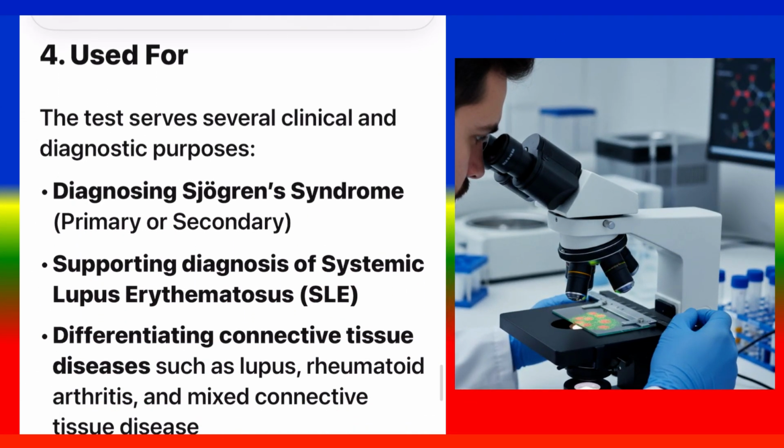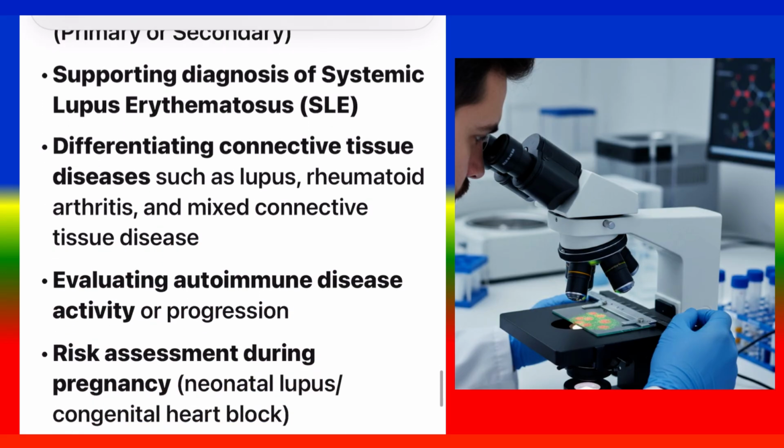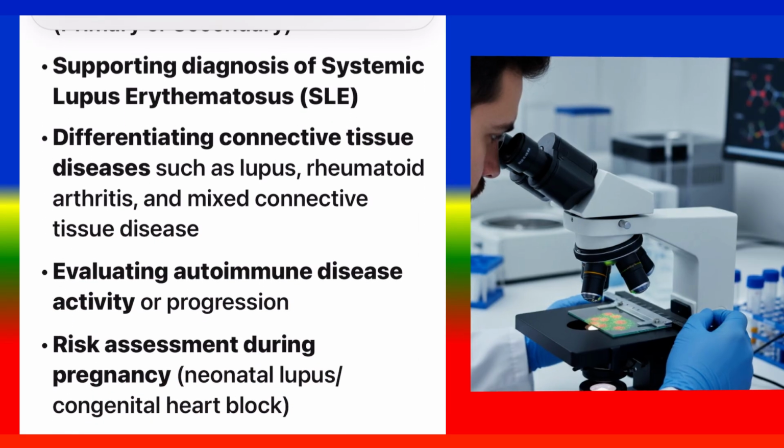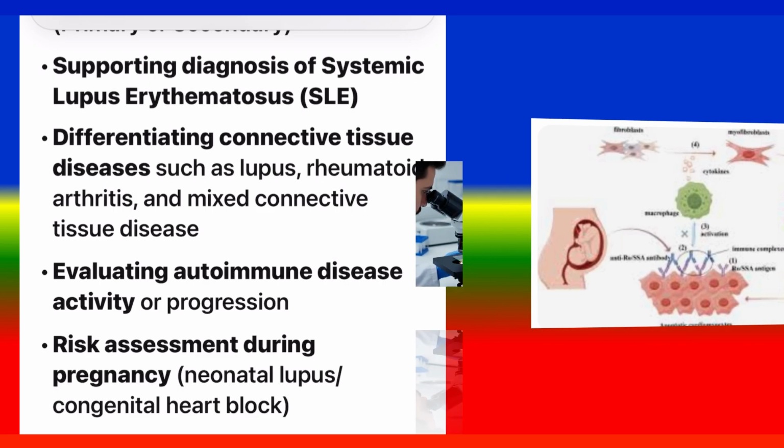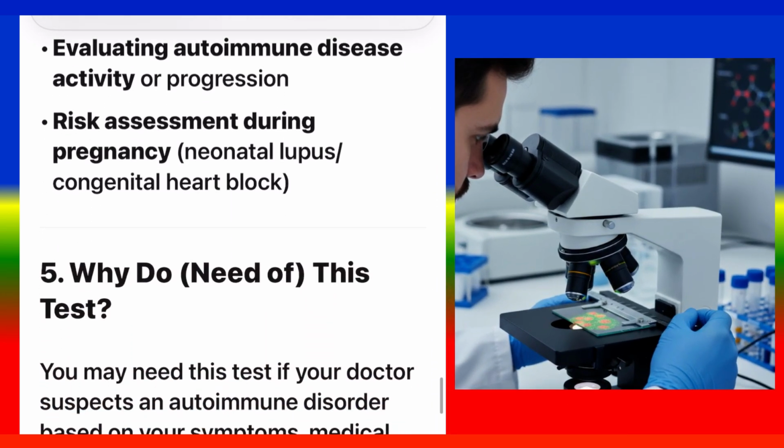Number 4. Uses. The test serves several clinical and diagnostic purposes. Diagnosing Sjögren syndrome, primary or secondary. Supporting diagnosis of systemic lupus erythematosus, SLE. Differentiating connective tissue diseases such as lupus, rheumatoid arthritis, and mixed connective tissue disease. Evaluating autoimmune disease activity or progression. Risk assessment during pregnancy, neonatal lupus, congenital heart block.